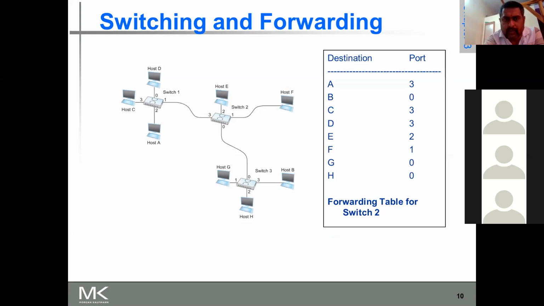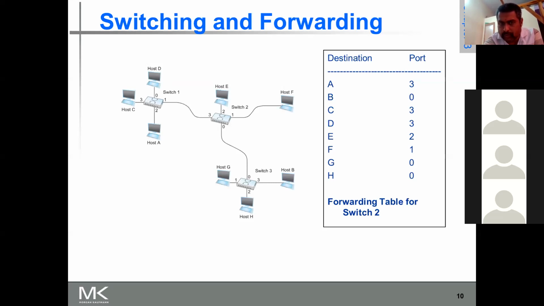A will always be connected through the external port only, correct? So that is 3 here. Now B is connected to the 0th port, correct? Why? Because B is in the other network. Now C is connected with 3 again. Why? Because it's in the other network. D is also connected with the other network, so that's why it is 3. Now you can see E is connected to port 2, and F is connected to port 1, and G is connected to port 0, and another is port 0 only.